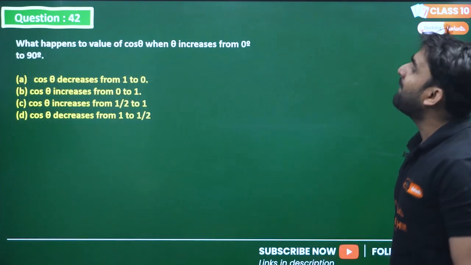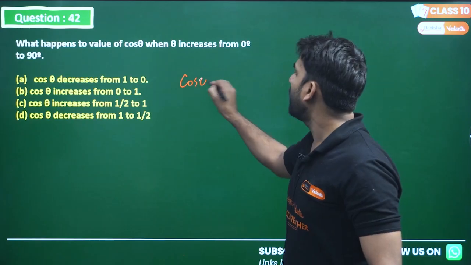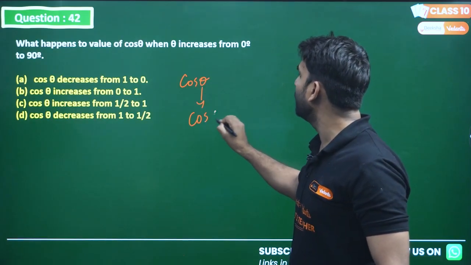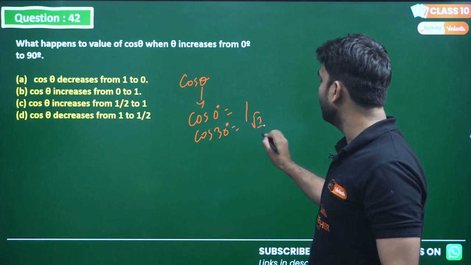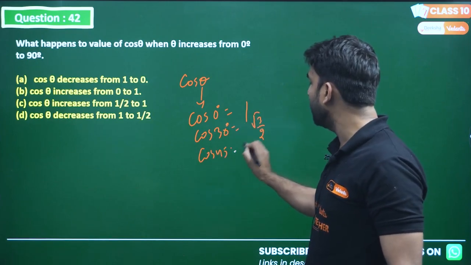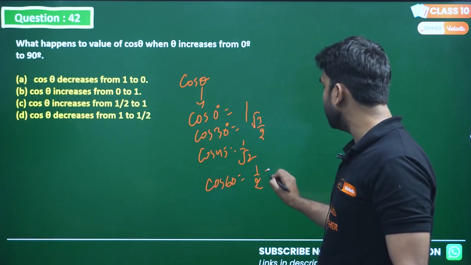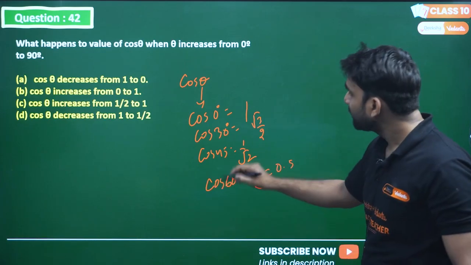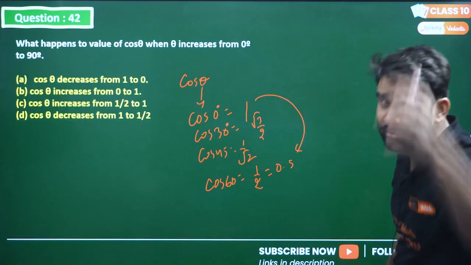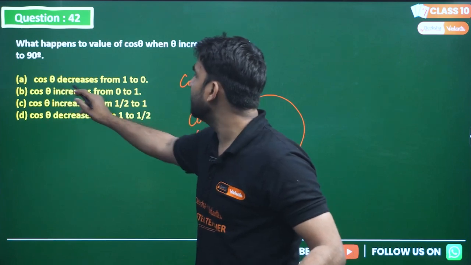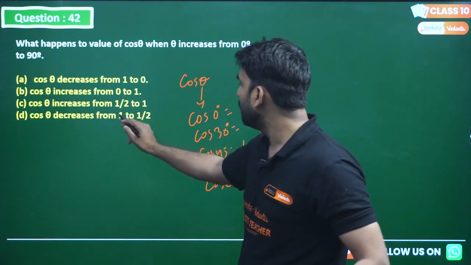Now what happens to the value of cos theta when theta increases from 0 degree? Go and check. If we write cos 0 degree, cos 0 is 1. cos 30 degree is root 3 by 2. cos 45 degree is 1 by root 2. cos 60 degree is 1 by 2, which is 0.5. So you can see here cos 0 is 1 and the last value is 0.5, which means the values decrease. So cos theta decreases from 1 to 1 by 2.